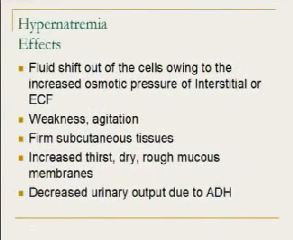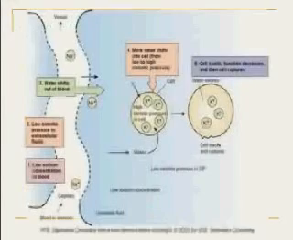What are some of the effects? Well, we see fluid shift out of the cells owing just to increased osmotic pressure in interstitial and extracellular fluid. We see weakness, agitation. You get a firm subcutaneous tissue, increased thirst, dry, rough mucous membranes, and decreased urinary output due to antidiuretic hormone.